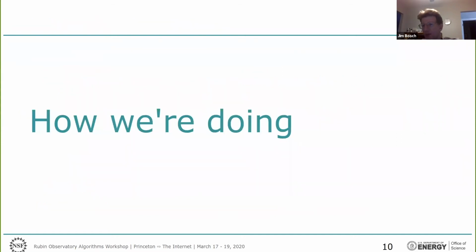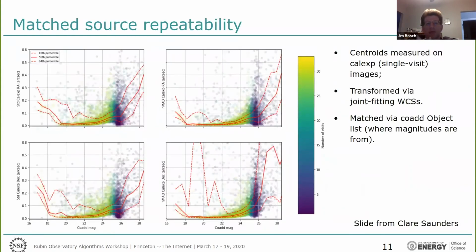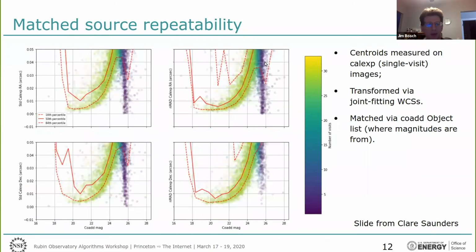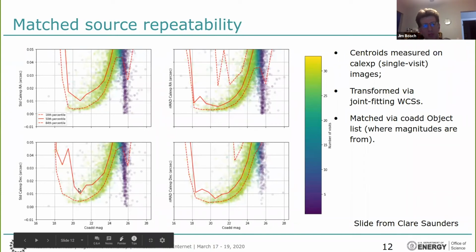So despite all of that, I think the picture of how we're doing is not quite as bleak. Here's some plots of matched source repeatability. This is traditional per object repeatability, as a function of magnitude. Here's a zoomed in version of those. And you can see that we're getting sort of 10 milliarcsecond, 15 milliarcsecond repeatability at the bright end.